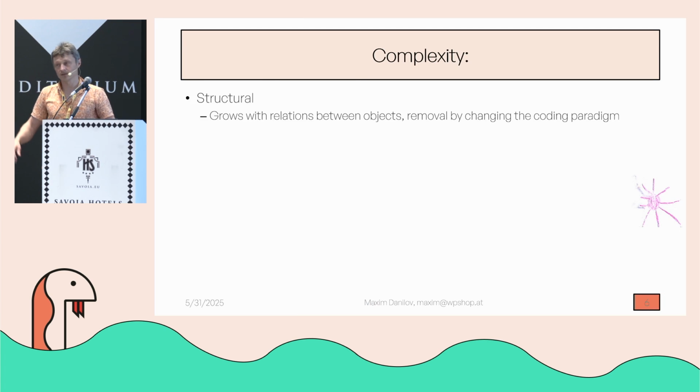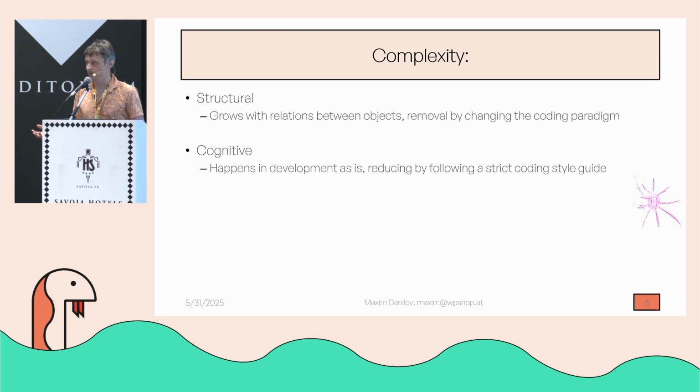If we start to investigate or research complexity types, we have structural complexity. Structural complexity grows if we have more relations between objects in our code. And we can remove or reduce structural complexity by changing the coding paradigm.